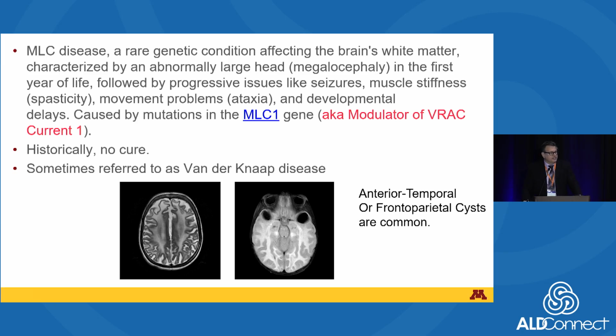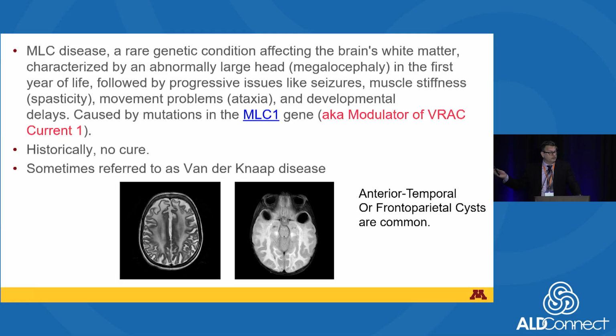It's a rare genetic condition that affects the brain's white matter. The kids have a large head in the first year of life, and it's very progressive. They get seizures, stiffness, motor problems, developmental delays, etc. It's caused by mutations in this gene, the MLC1 gene. Of course, it has two names. Everything has two names. It's also known as the modulator of VRAC current 1. So one's the gene, one's the protein. Historically, no cure for this.